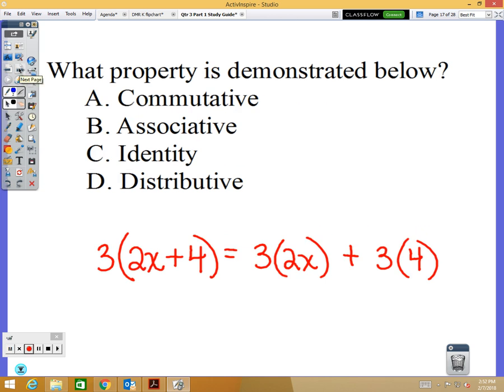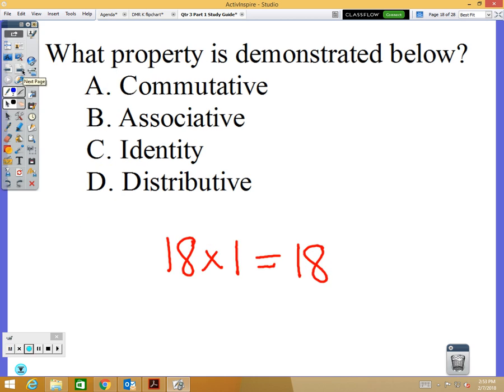What about this one here? What is this an example of? Emma? Good. So distributive. A lot of people get associative and distributive confused only because they know that both have to do with parentheses. So just because you see parentheses doesn't mean it's associative. This shows that you're doing 3 times 2x and that you're doing 3 times 4. It's not actually working it out for you, but it's distributing that 3.